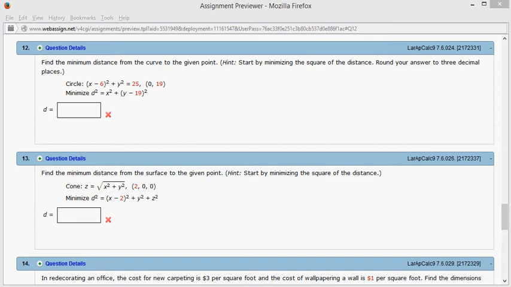Alright, let's look at the homework 7.5, 7.6, problem number 12. We want to find the minimum distance from the circle to this given point, (0, 19). So let's do that.